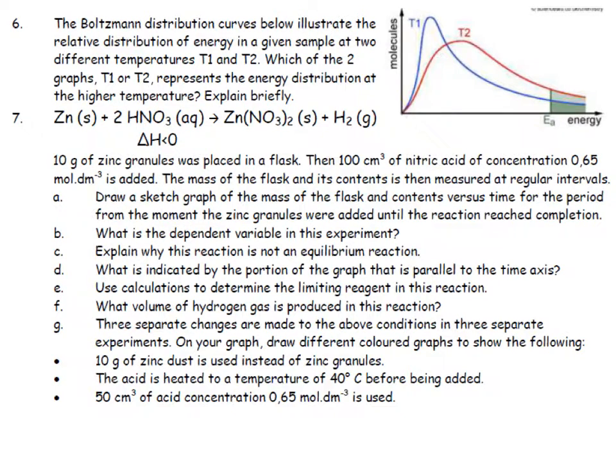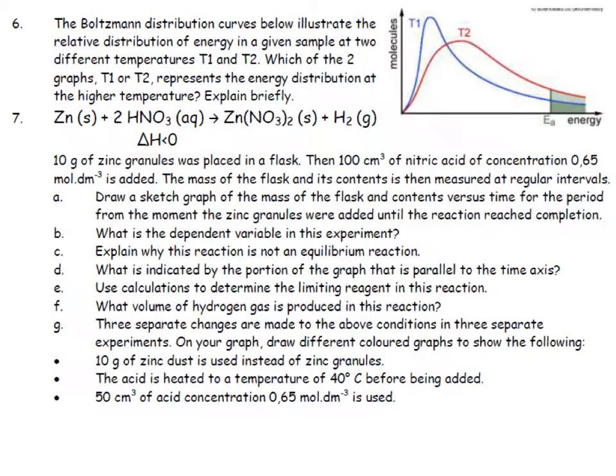We've got a Boltzmann distribution curve here, and it illustrates the relative distribution of energy in a given sample at two different temperatures, T1 and T2. Which of the two graphs represents the energy distribution at the higher temperature? Briefly explain. Now we tend to go, oh, higher temperature, must be this one, this peak is higher. No. That's the number of molecules with a certain amount of energy. Here, lots of molecules have got hardly any energy. Few molecules have got lots of energy. That's cold. When lots of molecules have got lots of energy, that is hot. So T2 is at a higher temperature than T1.